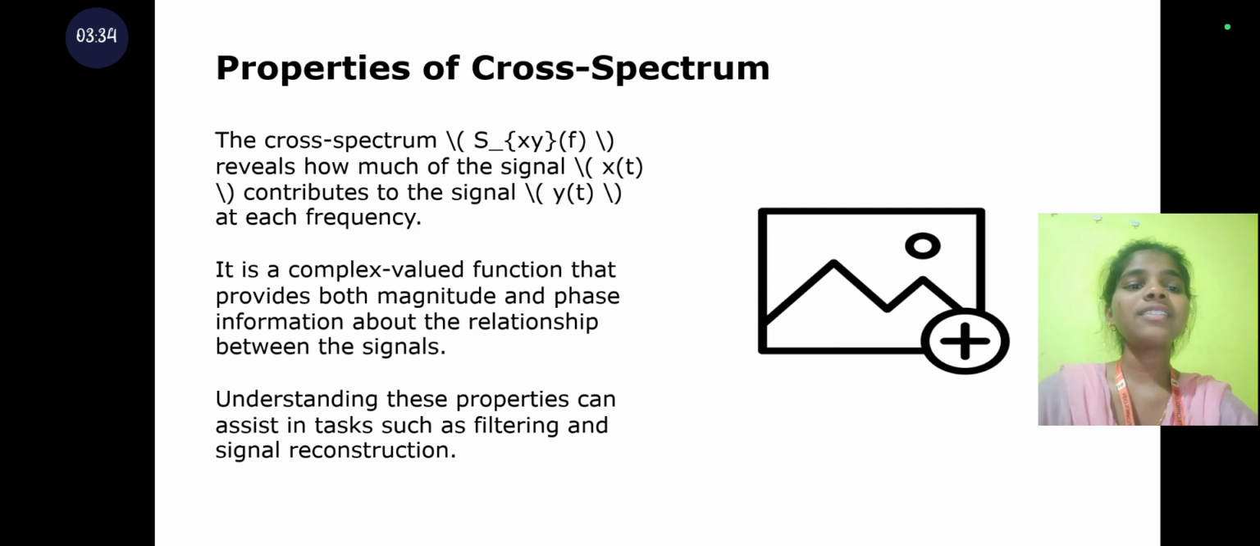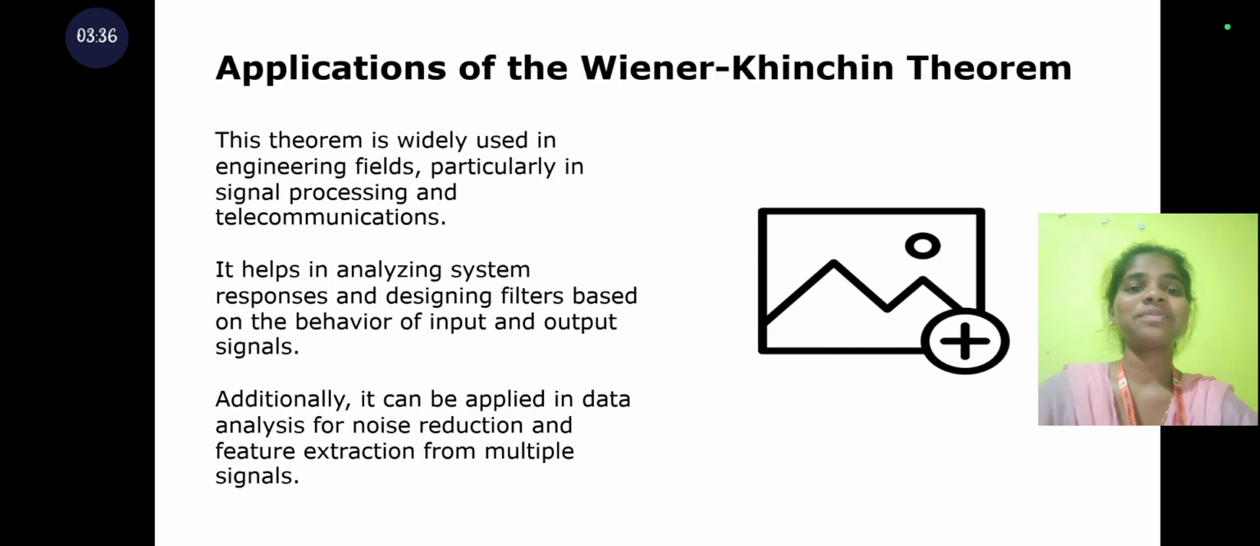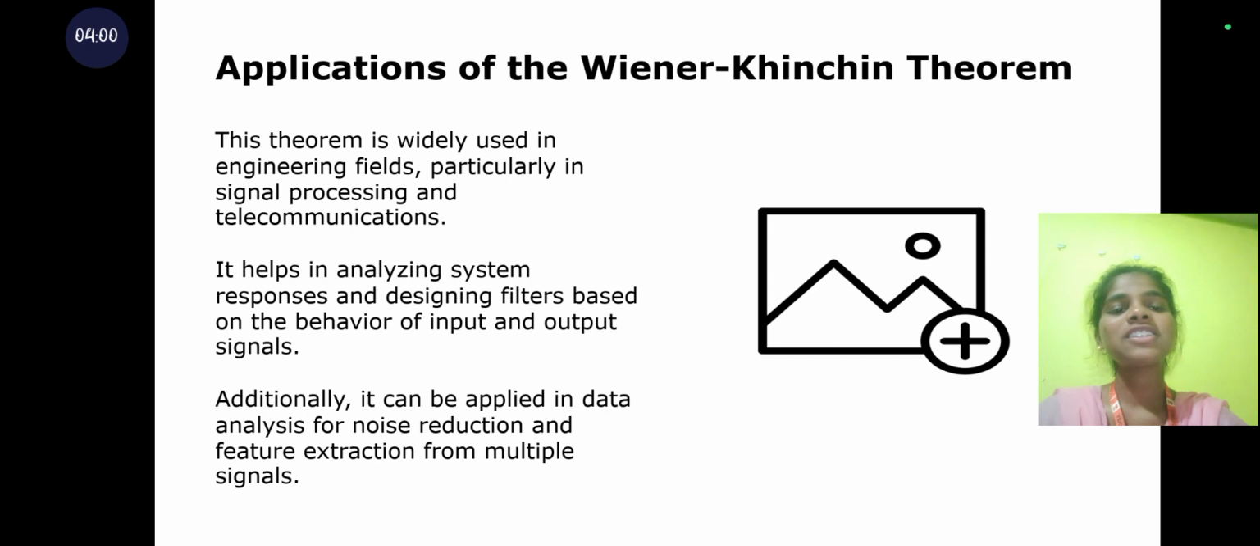Applications of the Wiener-Khinchin theorem. This theorem is widely used in engineering fields, particularly in signal processing and telecommunications. It helps in analyzing system responses and designing filters based on the behavior of input and output signals. Additionally, it can be applied in data analysis for noise reduction and feature extraction from multiple signals.